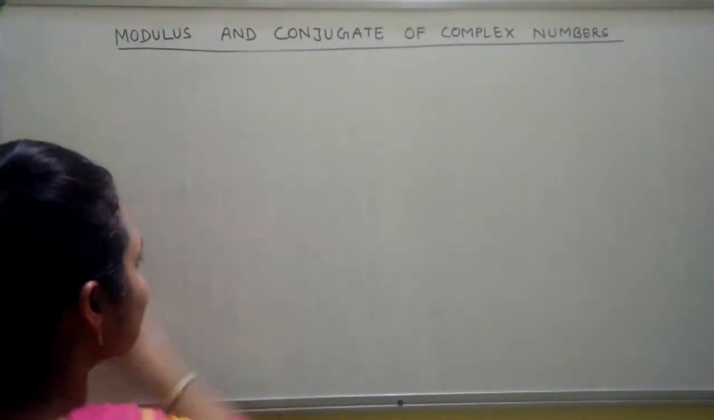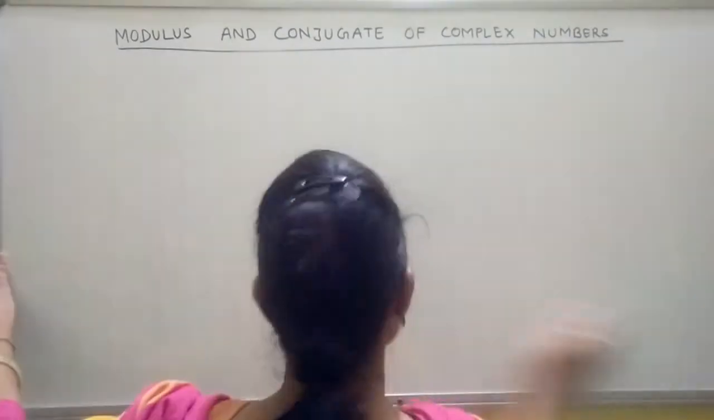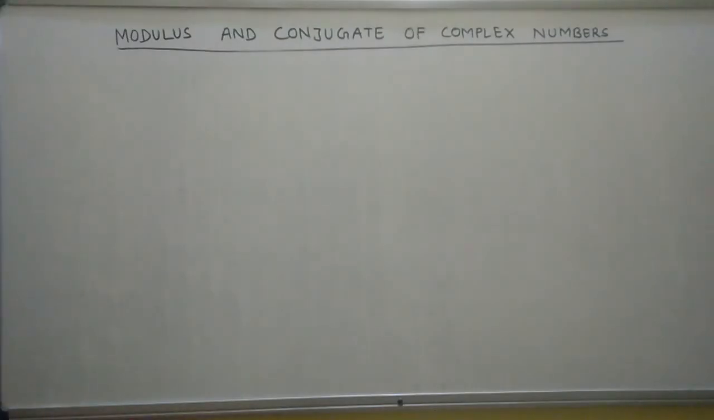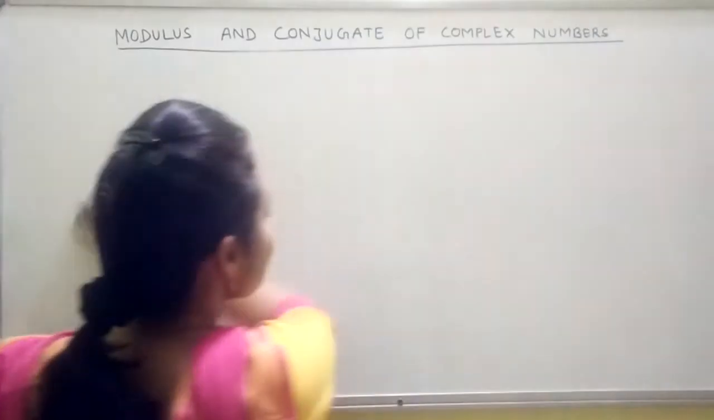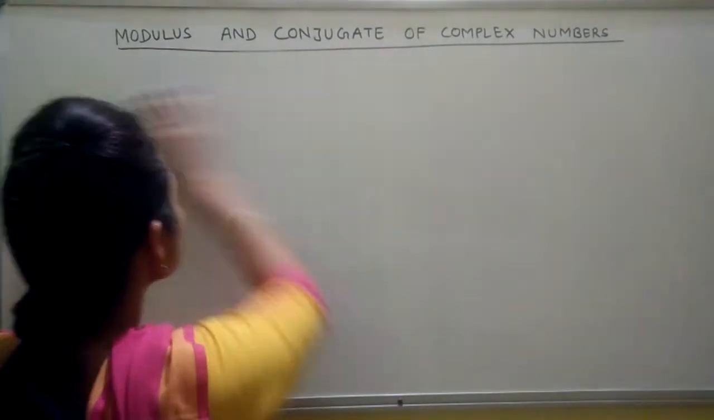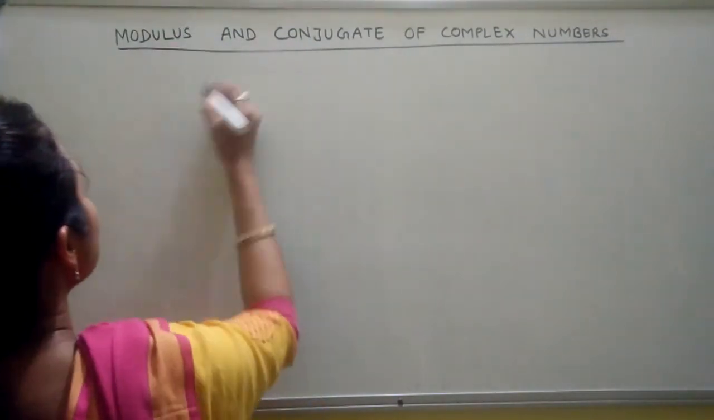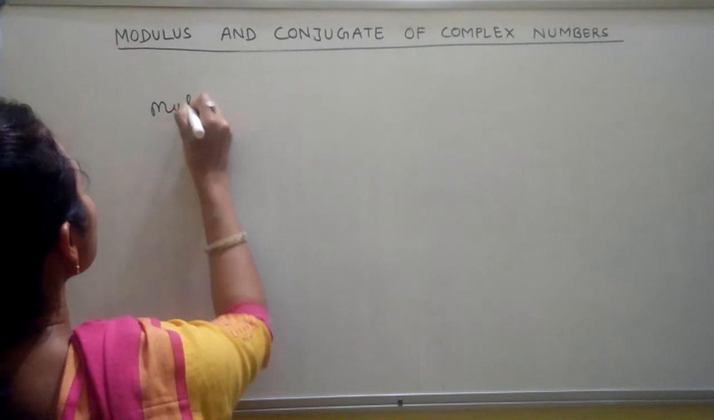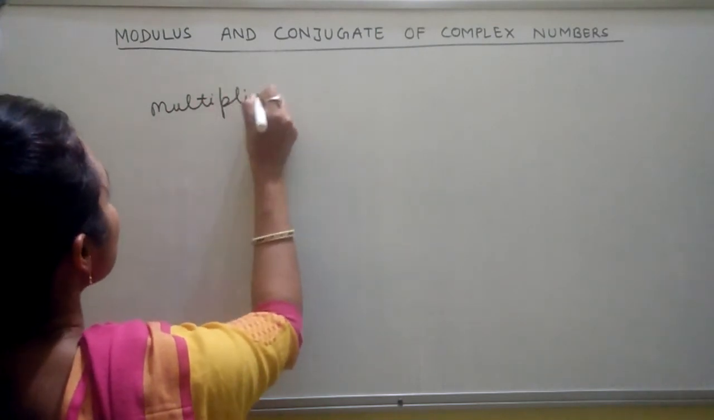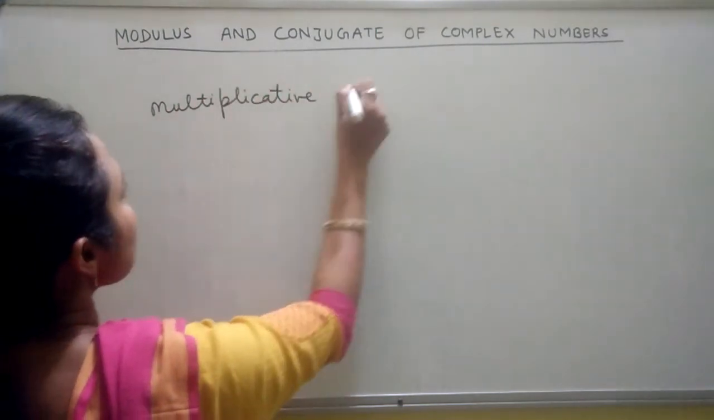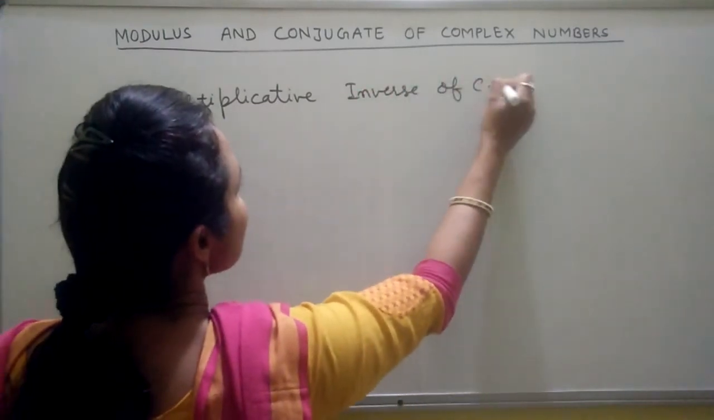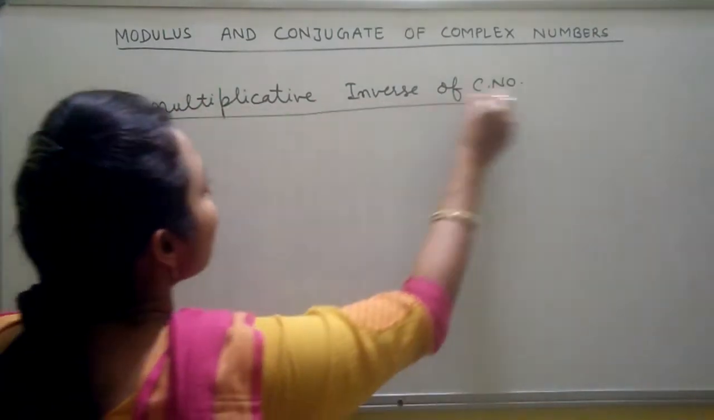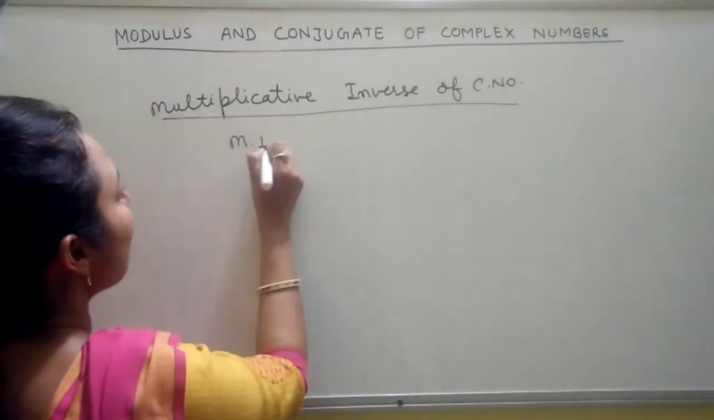Multiplicative inverse. What is multiplicative inverse? It is represented by z inverse, z whole inverse, that is the multiplicative inverse of complex numbers. Multiplicative inverse is written as MI.